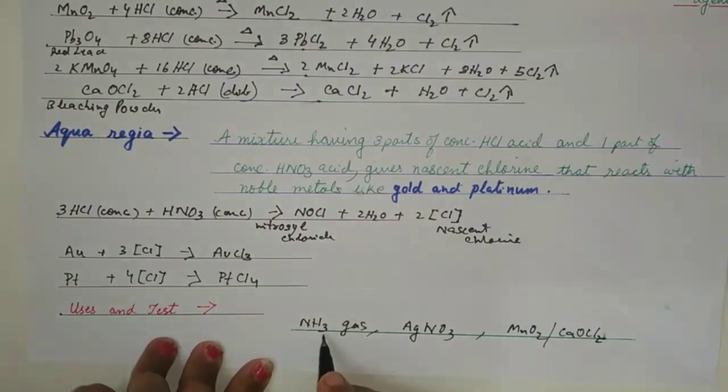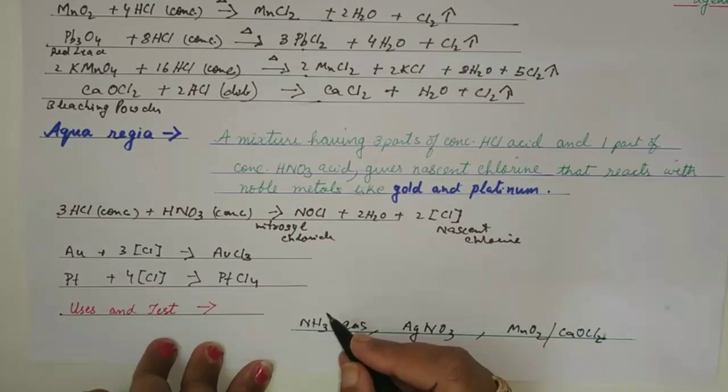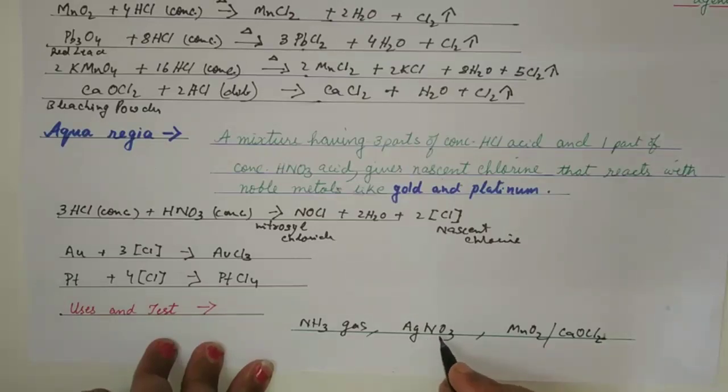Like ammonia gas will give you dense white fumes. A glass rod dipped in ammonia solution also shown to HCl gas will give you dense white fumes. Silver nitrate with HCl will give you a curdy white precipitate, or you can say white precipitate. With the use of a strong oxidizing agent, we have just seen a colored gas, a greenish yellow gas.